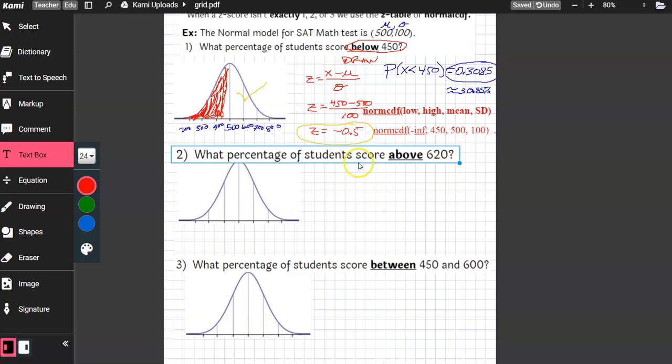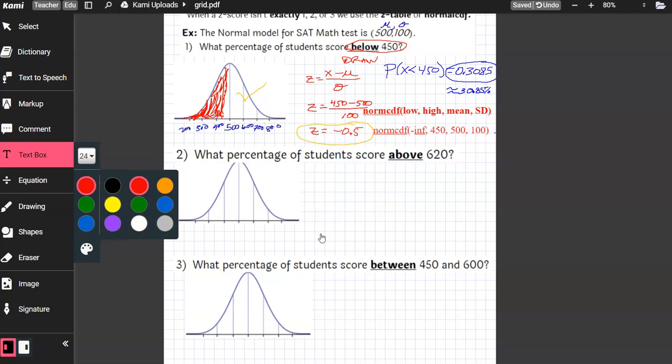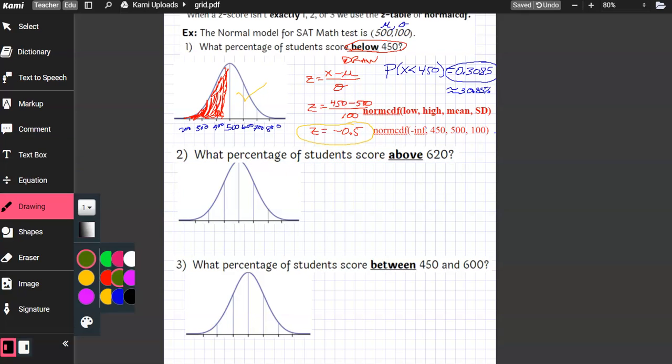Example number 2: what percentage of students score above 620? So I've got to label my picture and estimate where 620 is at. I want above 620. First thing I'm doing is labeling 620. So 620, maybe it's right here because 600 is here. So I want from here all the way over here. So that's a small amount.